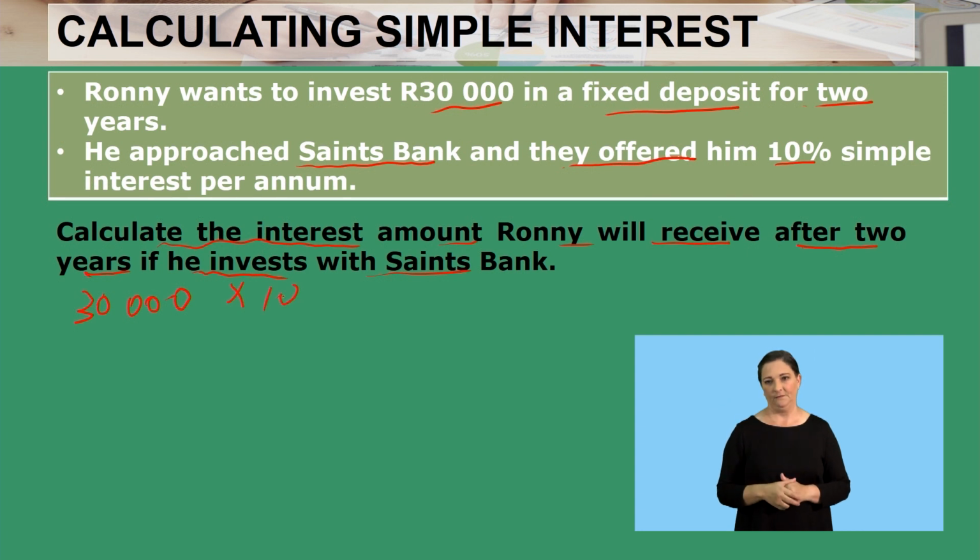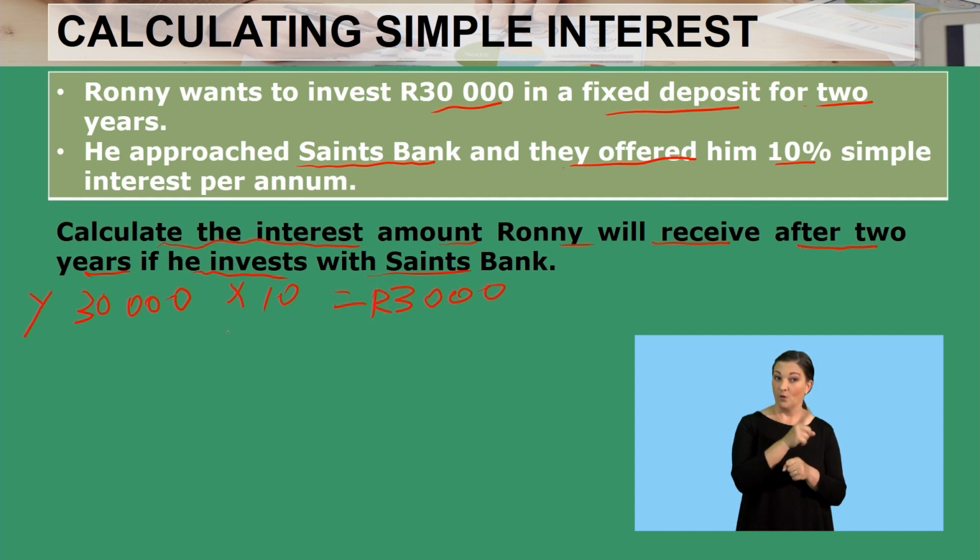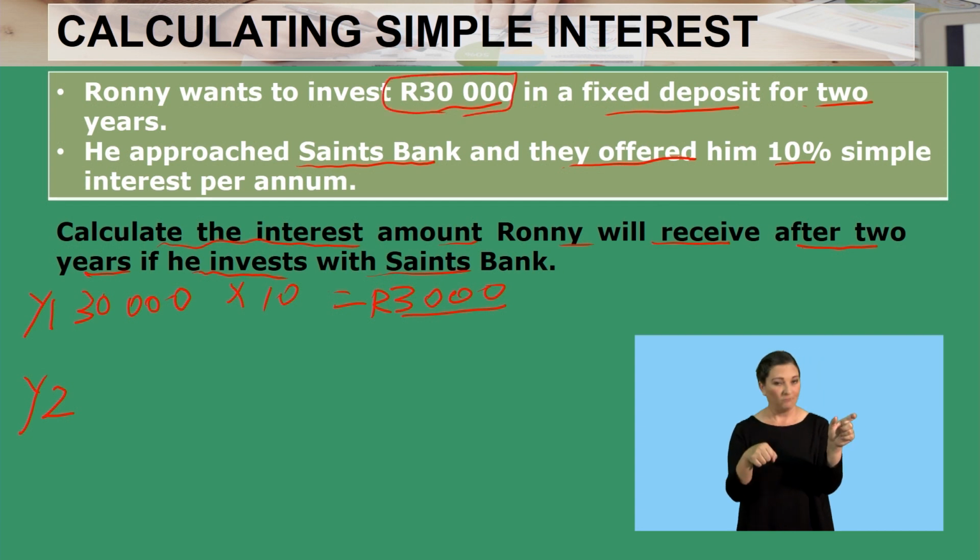What is the percentage? 10%. So then we have to figure out what is 10% of what now? Of your 30,000, which becomes now 3,000. The answer for year 1 would become 3,000. That is for year 1. Year 2, do we change now the principal amount? Remember, the principal amount is 30,000. So it will not change.